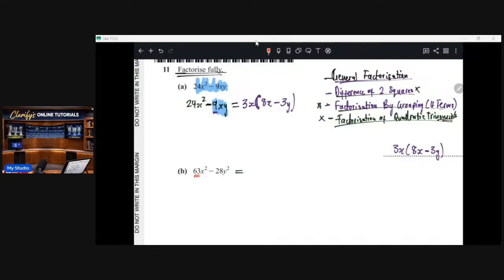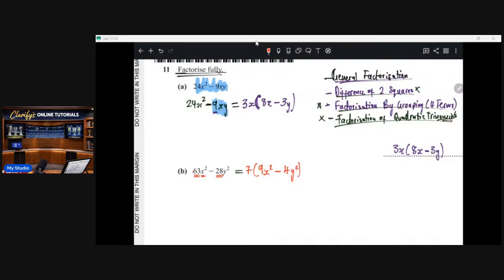How do you do it? You look at the numbers first. What number goes into 63 and into 28 without leaving a remainder? That's 7. Then is there any letter that is common? No, there's no letter. So you open your bracket. 63 divided by 7, you get 9. Then x squared comes back. Minus 28 divided by 7, you get 4. Then y squared will just come as it is. Then we say, well done.